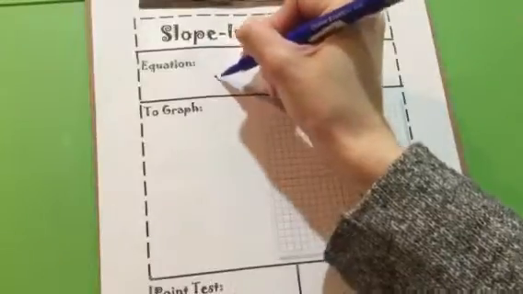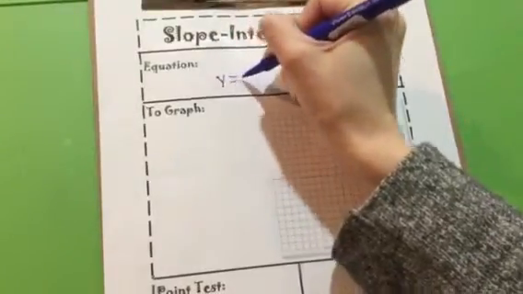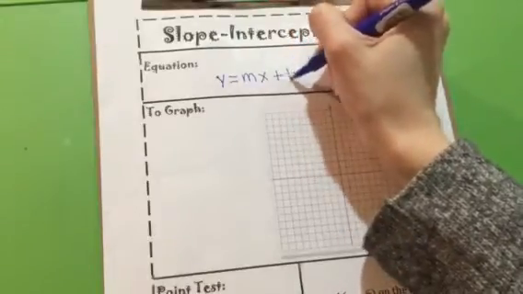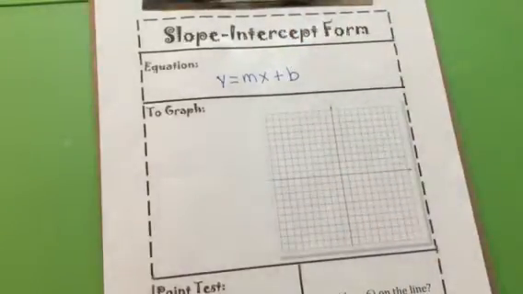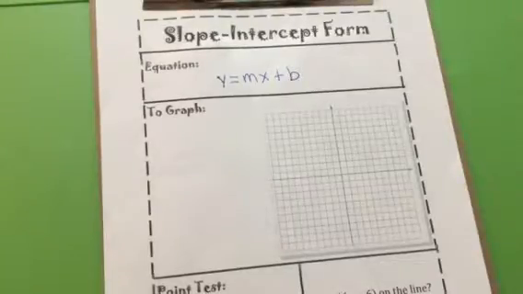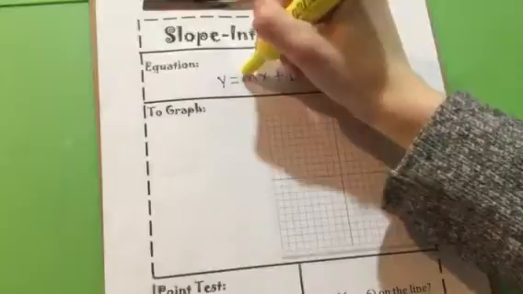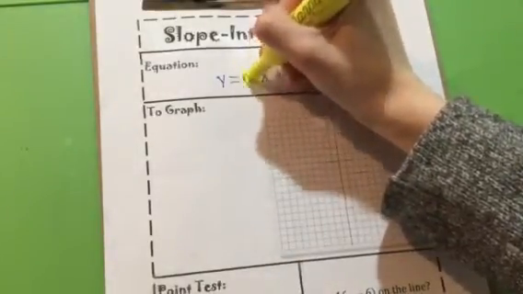Equation is y equals mx plus b. Now, when you look at this, you're like, oh my gosh, Miss B, there are 4 letters and I don't know what to do. Well, it's important to remember what the letters stand for. Our m is our slope in the equation.